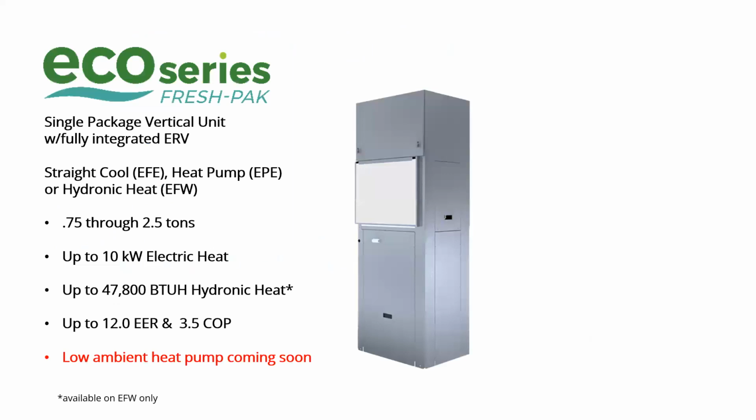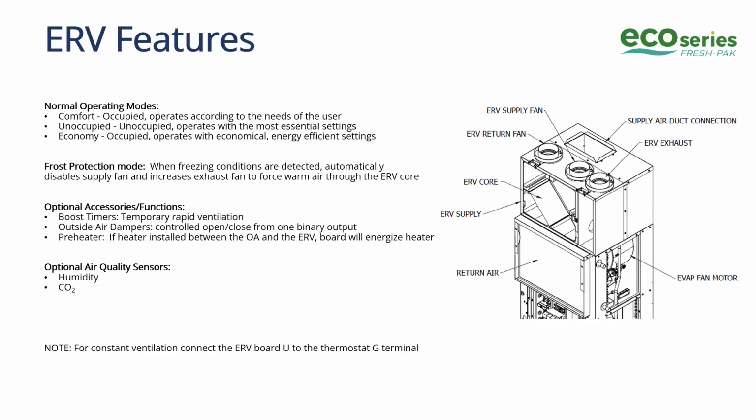Okay, perfect. So basically, we talked about the Fresh Pack unit, again, being available from 3/4 through 2.5 tons. It is the unit with the integrated ERV, which sits right on top of the unit here. It is available with electric heat pump with electric heat, or that electric cooling with the hydronic heat that we spoke about earlier. This just shows the major components of the unit with the ERV.